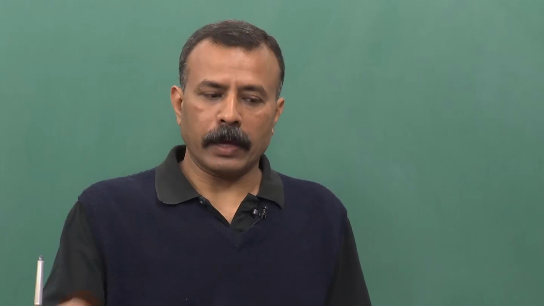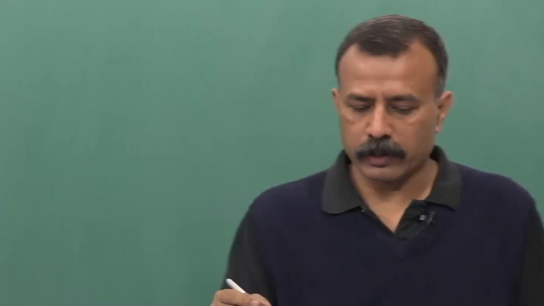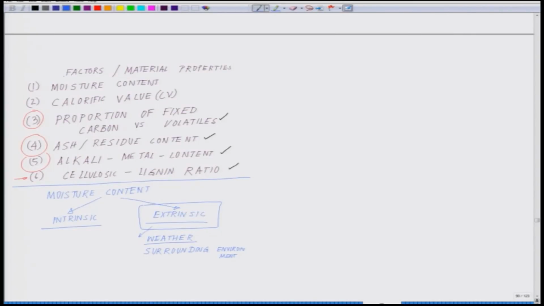Again, let us look at the slide at the points we have covered in terms of the material properties. We have talked about the moisture content, the calorific value, and the proportion of fixed carbons and the volatiles, and this is where we have talked about the Van Krevelen diagram and everything. Today we will talk about the ash and residue content, followed by the alkali metal content. So, this is what we are going to do today.